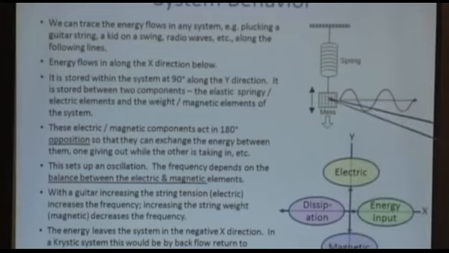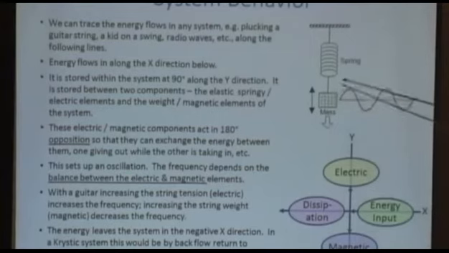So that when we would say have a weight on a spring, and if we pluck it, it will oscillate. The energy will move between the weight and the spring. It'll move between the electrical and the magnetic components, oscillate between the two, and in doing so set up a vibration, set up a frequency, set up an oscillation. Now, the frequency of the oscillation is determined by the balance between these two components.